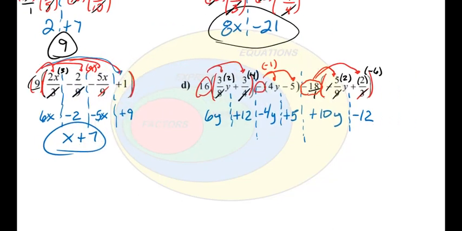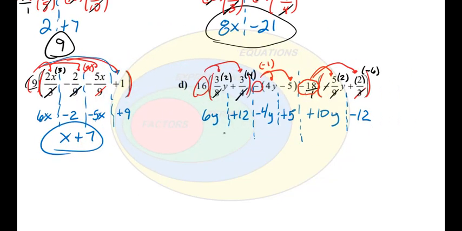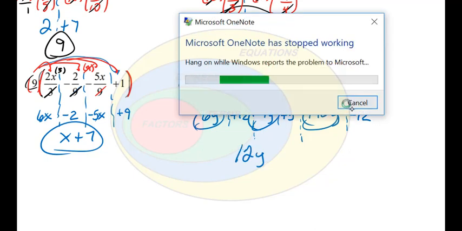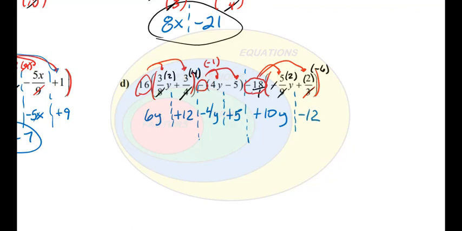If we combine like terms, 6y, negative 4y, and 10y, 16 minus 4 is 12, so this would give me a 12y term. Sorry about that. So the y terms will go together. 6y, negative 4y, and 10y is 16 minus 4, 12y. We have a positive 12, a negative 12, and a 5. Well, 12 and negative 12 is 0, so we end up with just 5.